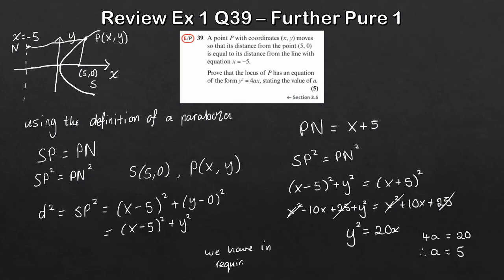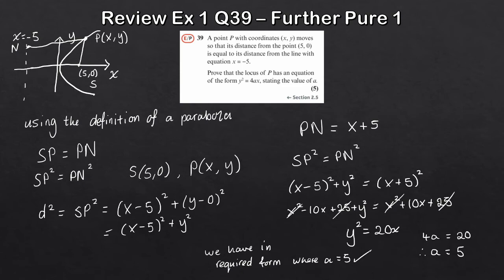Have it in the required form where a is 5. And there we go, so that's that question fully done. Definitely not an easy question. I think it's kind of just understanding what the question's actually asking for, but there we go.